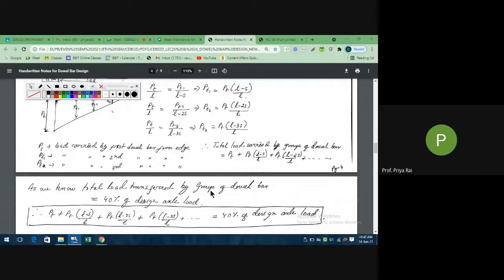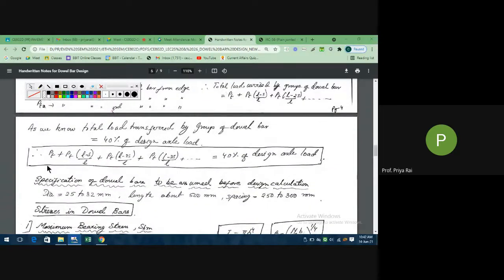So simply see, load transfer by the first bar at the edge, load transfer by the second bar from the edge, load transfer by the third bar from the edge, fourth bar, okay? Similarly, we will go on till this value is either 0 or negative. That means how many dowel bars we have to place depends upon this value, okay? If this is positive, we will add that value. Suppose L minus 4S, if it is positive, then we will add, okay?